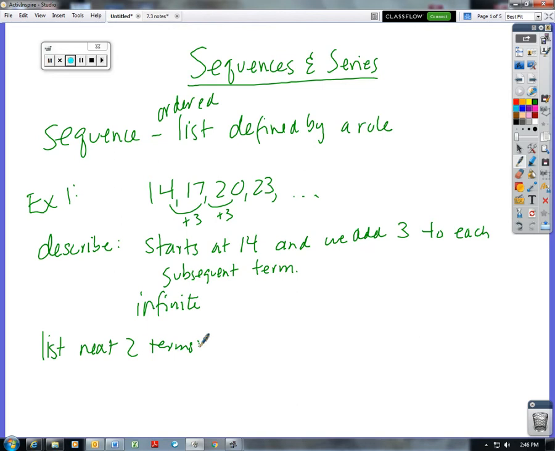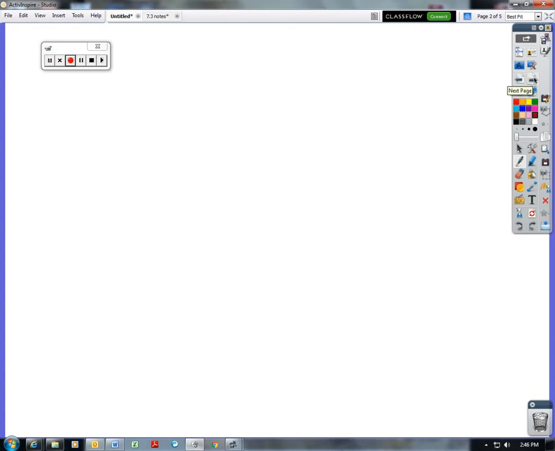Another question would be to list the next 2 terms. Since we're just adding 3, you would add 3 to 23, and we would get 26, and then we'd add 3 to that, and we would get 29. So that's example 1. And guess what? That's all section A was. So it's very straightforward. Now we're on to section B.